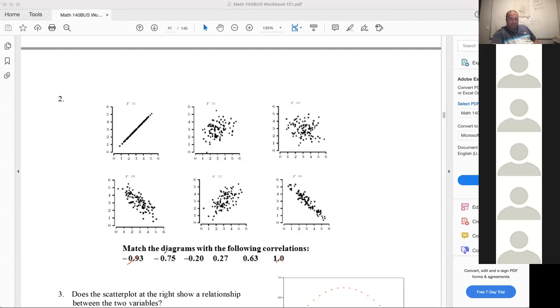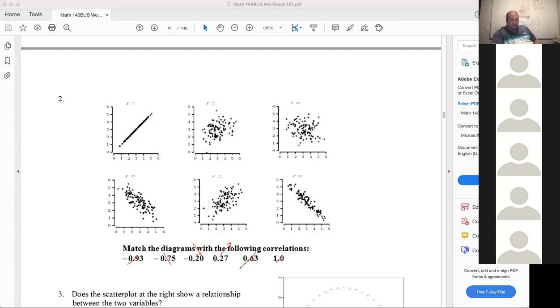Bottom left. Next highest number is 0.63. In fact, of the remaining 3, it's the only one that even shows any linearity at all, because these are very weak. The bottom middle. And then we have these two, which is 0.27 and negative 0.2. Both very weak, but this one is at least a positive tint, where this one is negative.